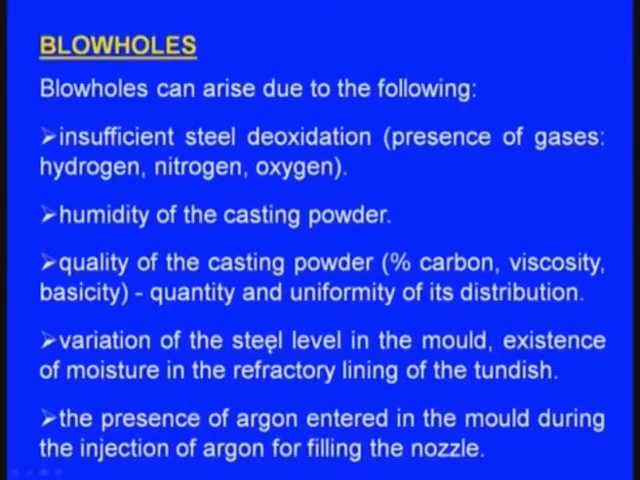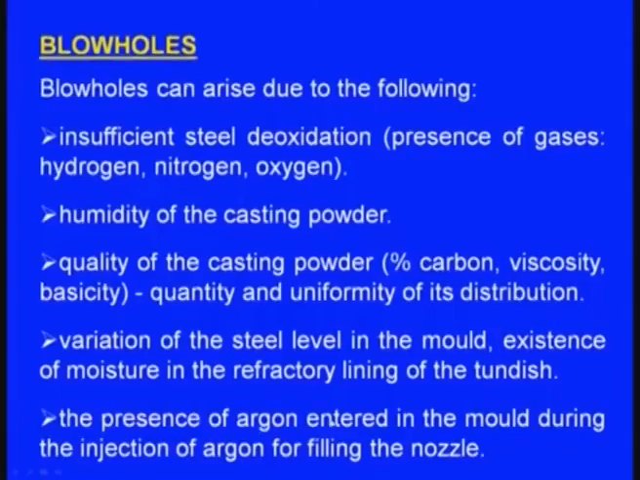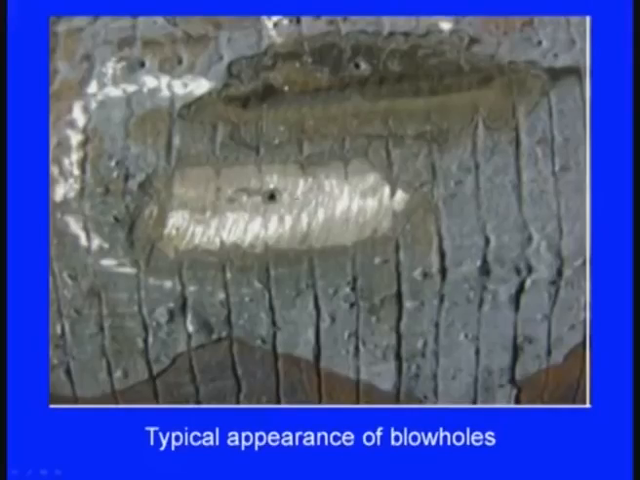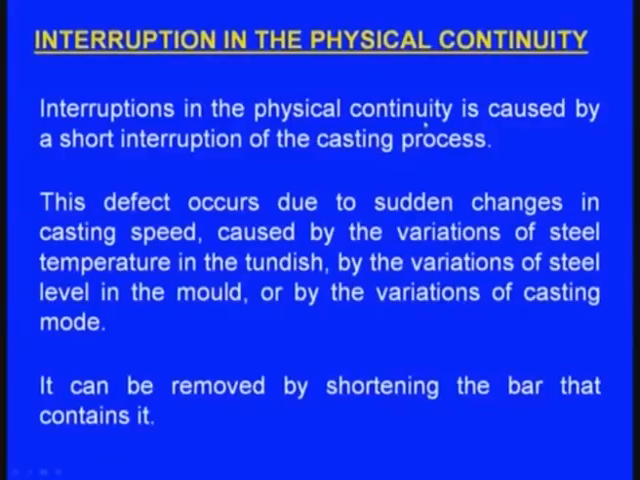Next one, variation of the steel level in the mold, existence of moisture in the refractory lining of the tundish. Next one, the presence of argon entered in the mold during the injection of argon for filling the nozzle. These are the typical appearances of blowholes. Next one, interruptions in the physical continuity is the next defect.